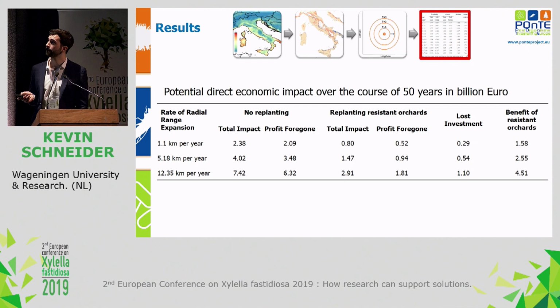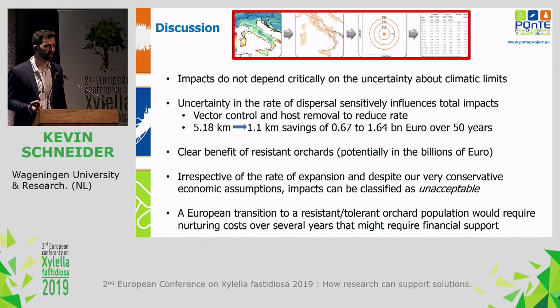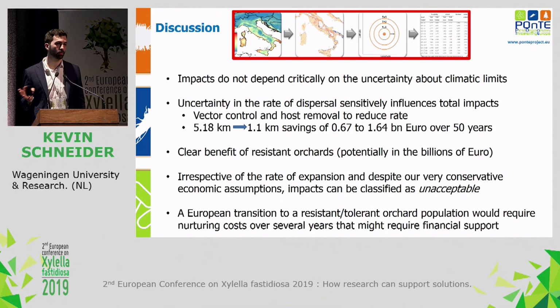So what do we learn from this analysis? We found that impacts do not critically depend on the uncertainty about climatic limits, at least when it comes to the different thresholds we used. The uncertainty in the annual rate of dispersal, however, sensitively influenced the total impacts. This allows us to also make comparison between the different spread rates.